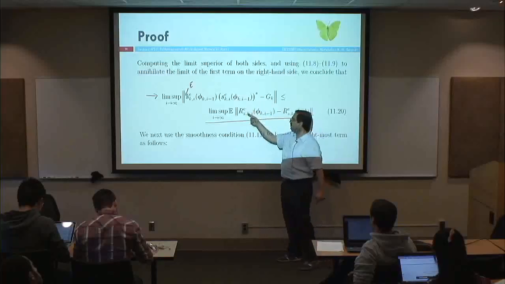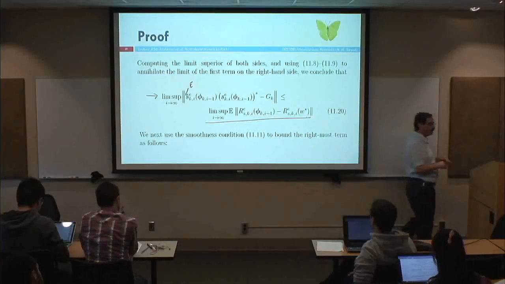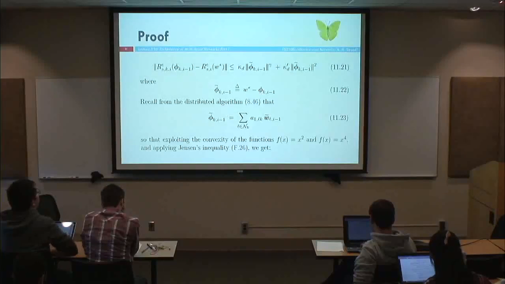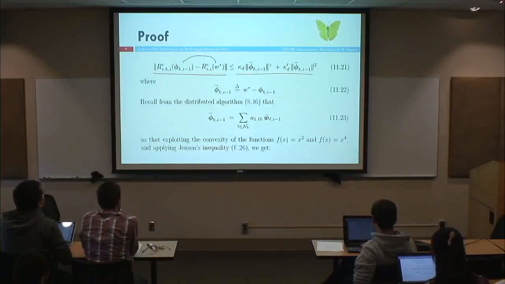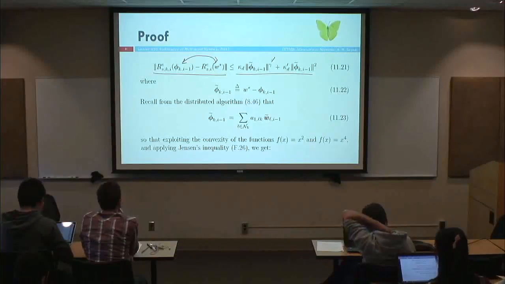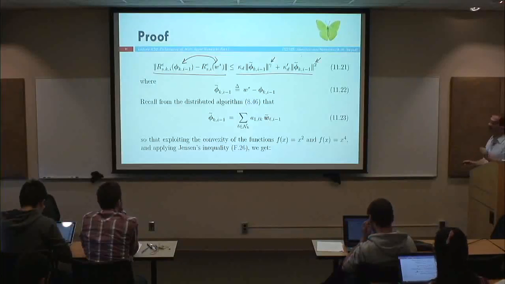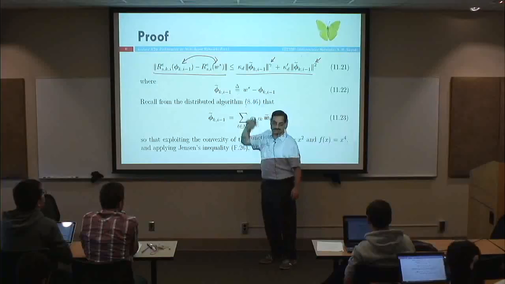Remember, I'm trying to bound this. So let's find out what this is. Well, I have the bound on this, right? I know that this is bounded by the difference to the power gamma here and to the power 2 here, correct? By assumption. This is the difference, right?